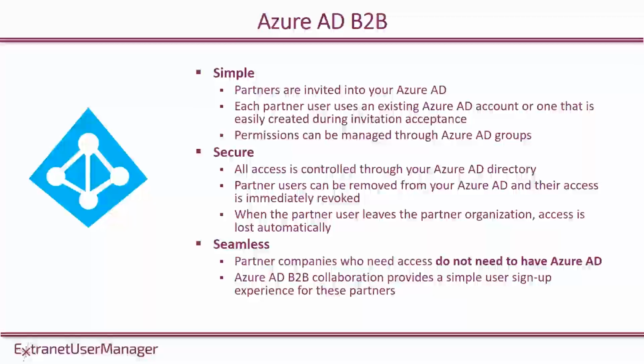I'm going to take you through 3 different scenarios to show you that user experience and what that looks like in those different experiences. The permissions can be managed through your Azure AD groups, and then you can apply those permissions, say, into your SharePoint Online site from there. It's secure. All access is being controlled through your Azure AD. So you can remove partners from your Azure AD and their access is removed. But also if that user in that partner organization leaves that organization and their Azure AD on their side gets shut down, they lose access there as well.